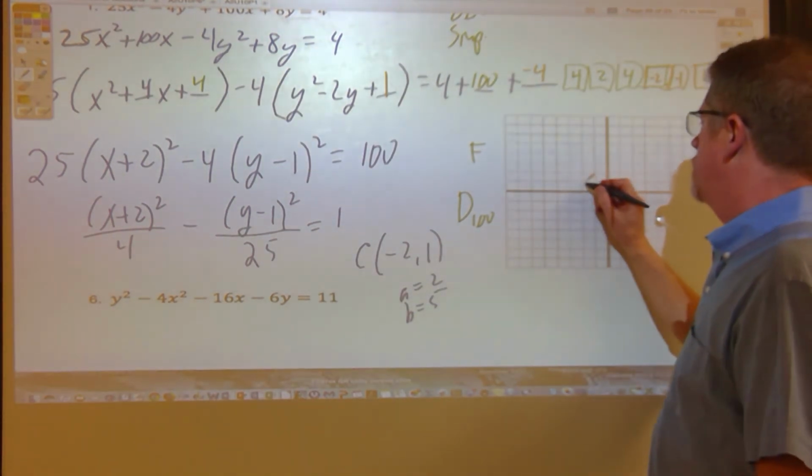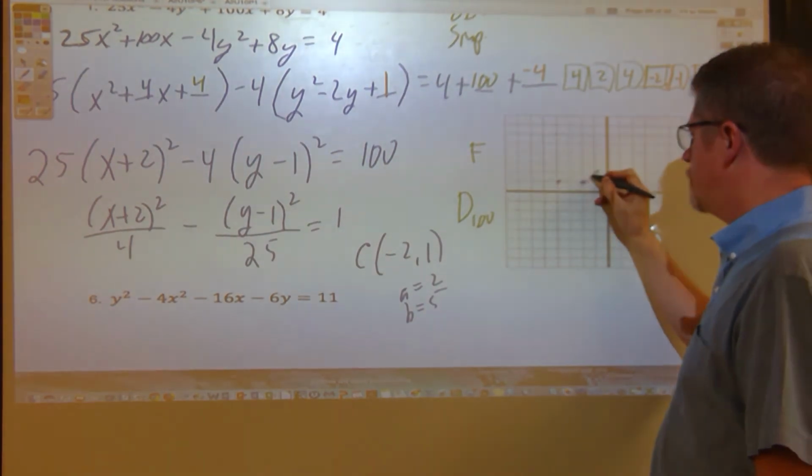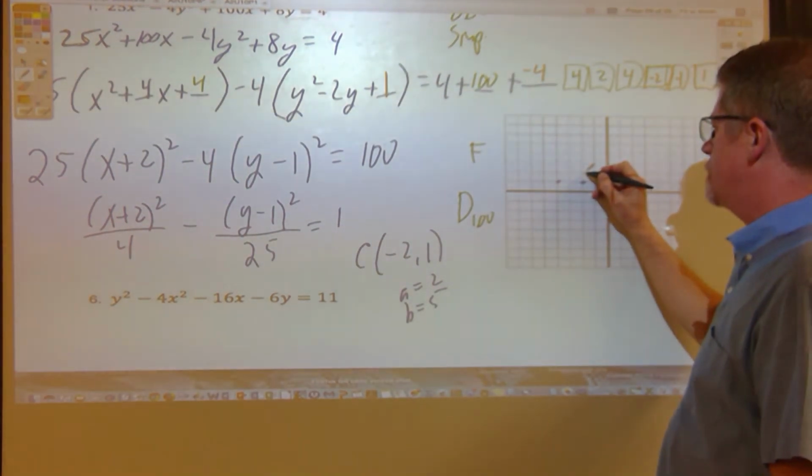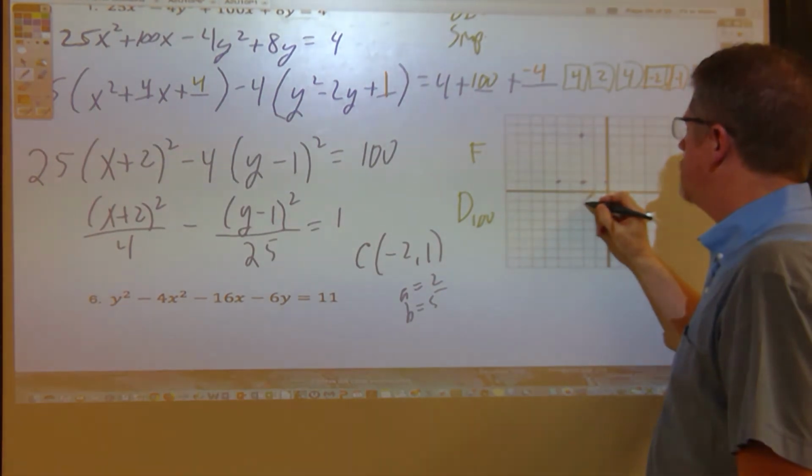And then, at this point, it's important to admit that you enjoy sketching graphs of hyperbolas. I admit it. Admit it.